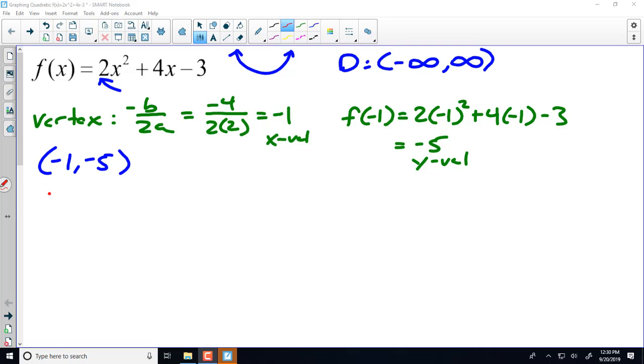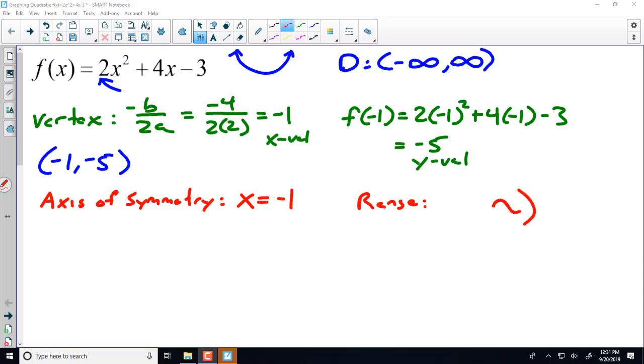Once we get our vertex, we can get two other things pretty quickly. One of them is our axis of symmetry. The axis of symmetry is a vertical line. It's just x equals. X equals what? X equals the x value of the vertex, in this case, negative 1. The range we can also get, because I know this parabola opens up, so I know it's going to go up to infinity. And the lowest value it ever gets to is going to be the y value of the vertex. So this parabola will go all the way down to negative 5. So a range of negative 5 to infinity.